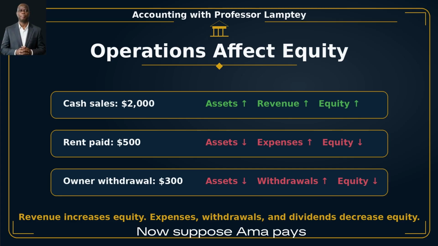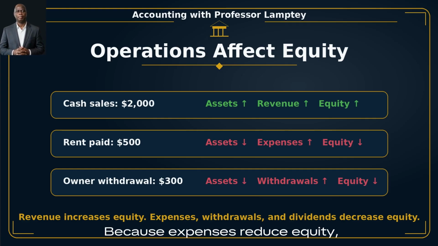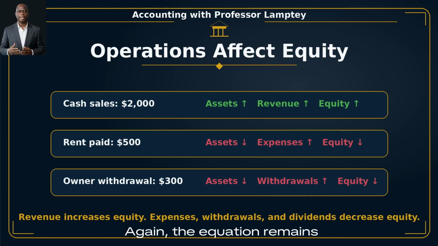Now suppose Amma pays $500 cash for rent. Cash decreases by $500. Cash is an asset, so assets decrease. Rent expense increases by $500. Because expenses reduce equity, equity decreases. Again, the equation remains balanced.